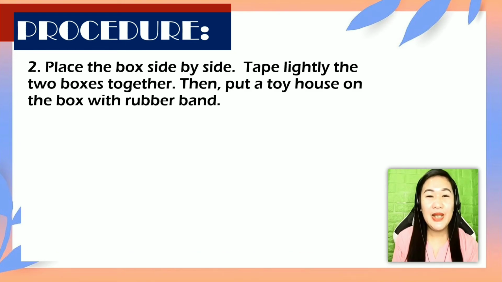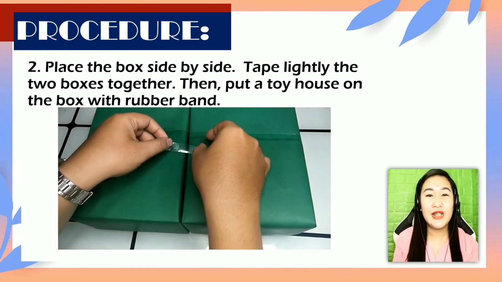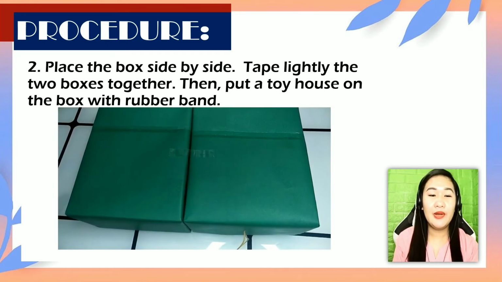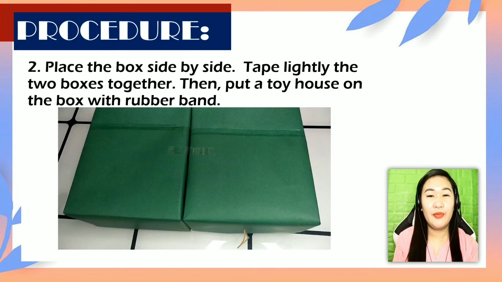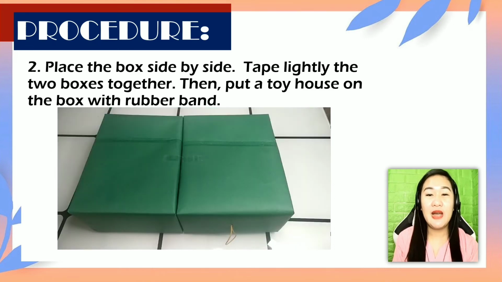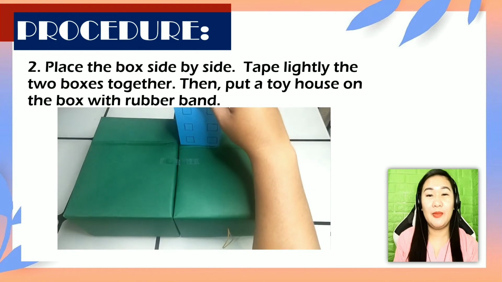Next, place the boxes side by side. Tape lightly the two boxes together. Remember, do not stick the tape on the boxes too much. The tape is meant to come off. Then, put a toy house on top of the box with the rubber band.